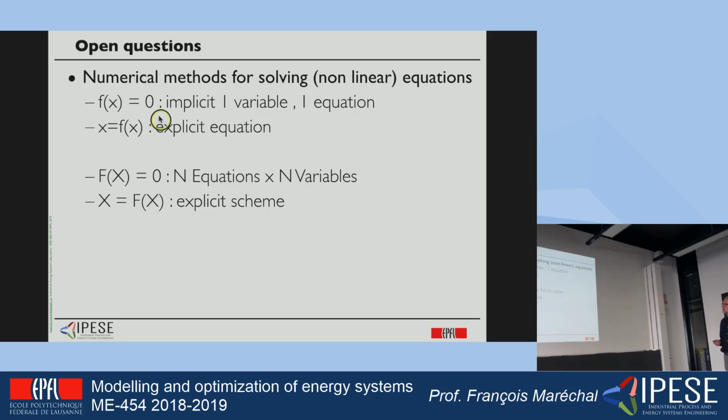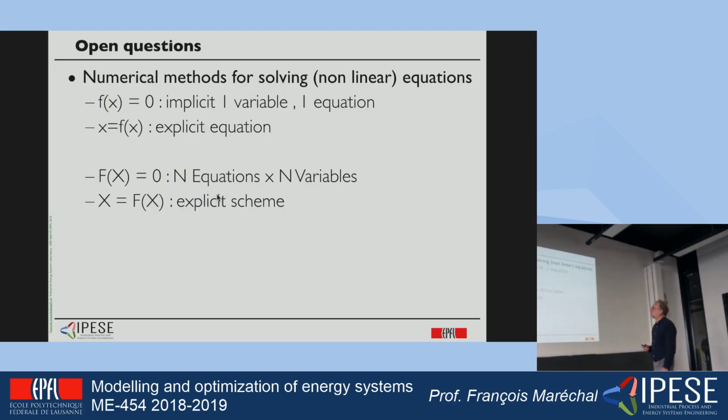This can be expressed in one dimension, so one equation is going to fix the value of one variable. Or we can have a set of equations to be solved to find a set of values of variables. So it means find the value of a vector in such a way that the vector of the functions is equal to 0. Okay? And in this case, there are also two forms, the implicit one or the explicit scheme.